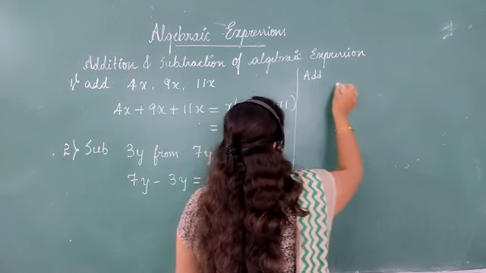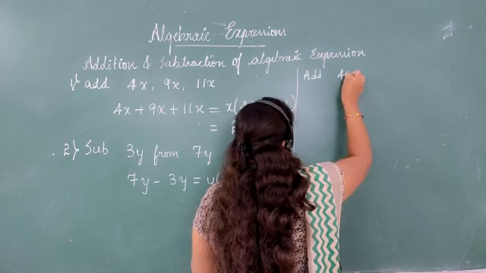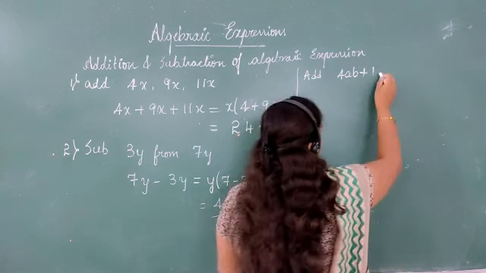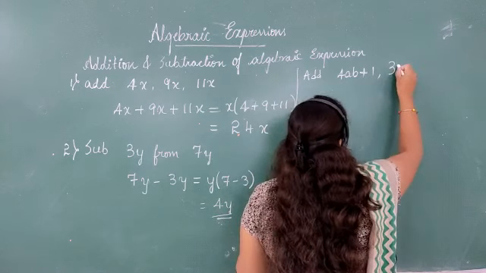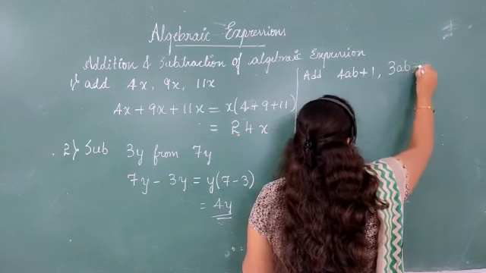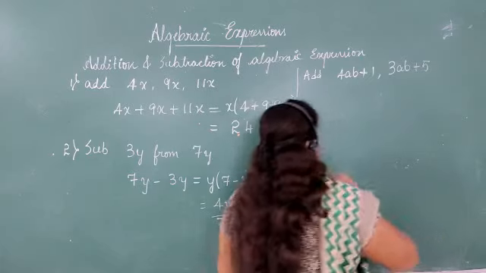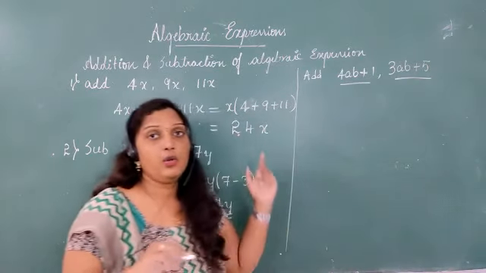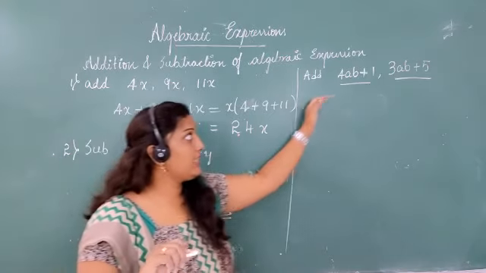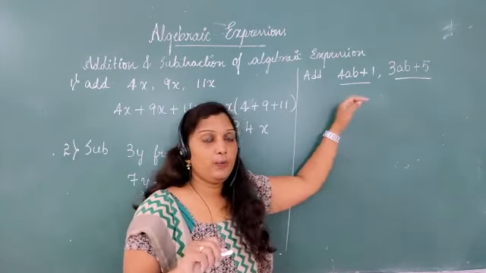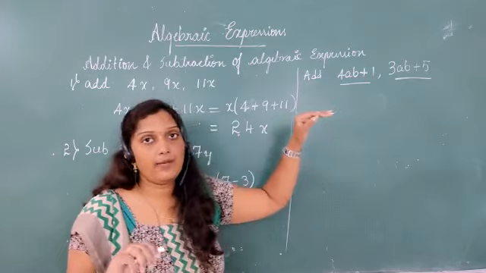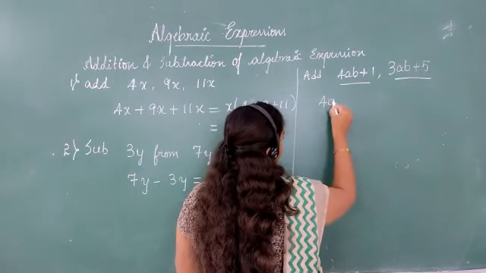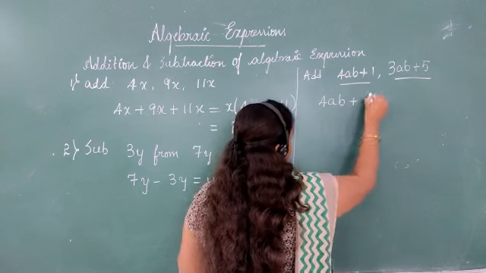Add 4ab plus 1, 3ab plus 5. Okay, this is one expression and this is one expression, right? You have to add these two. For this type of expression, you better do column addition. Column addition means you will write like this: 4ab plus 1.